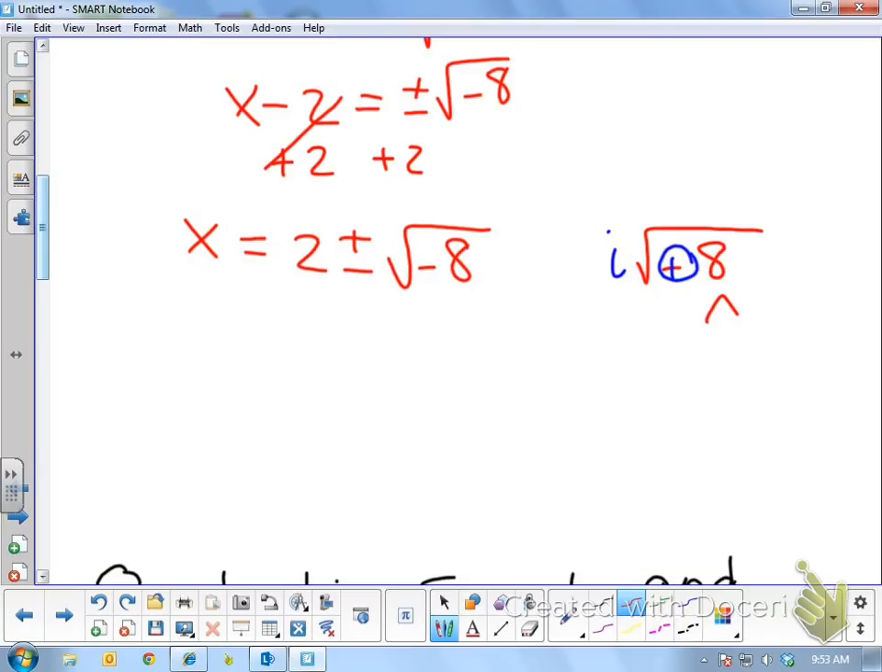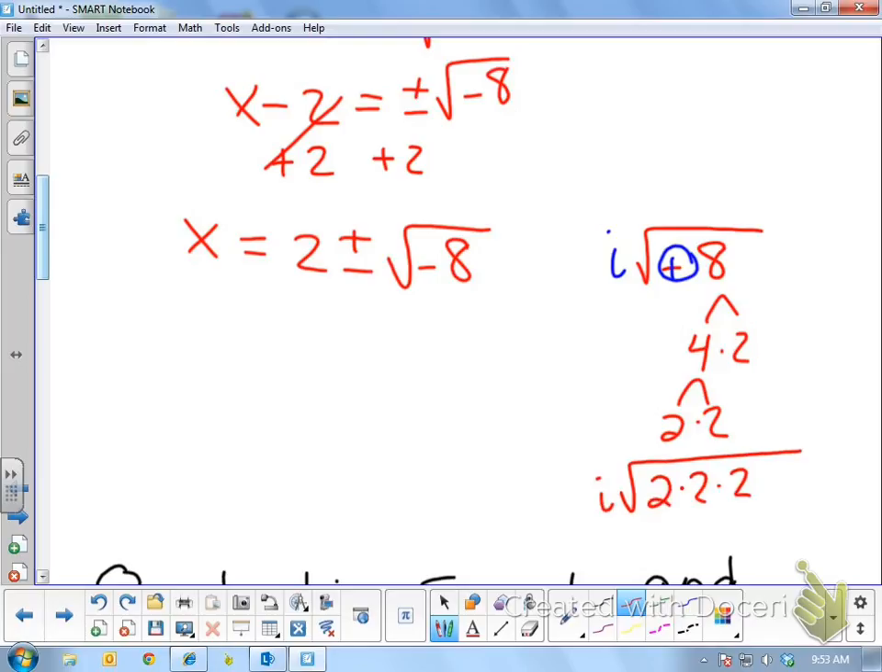But now we need to do our factor tree. Things that multiply to be 8. 4 and 2. 2 times 2. Not add, multiply. 2 times 2. That's a common thing that happens. We want to add instead of multiply. So we get 2 times 2 times 2. We still have our i out front.